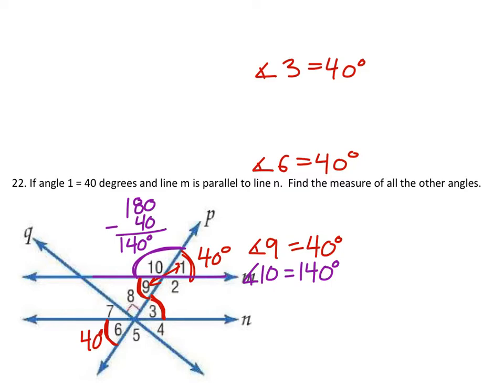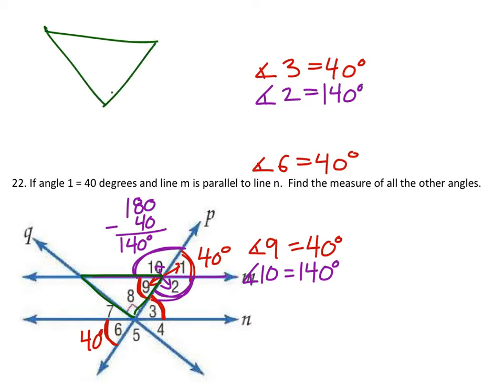All right, then angle 2 is vertical with angle 10. So I have angle 2, which would also be 140 degrees. All right, I've also got this triangle here in the middle, and I've got two of the angles. In fact, I'll draw it up here so we can see it. This angle shows as 90 degrees, and we've already figured out this one's 40 degrees.